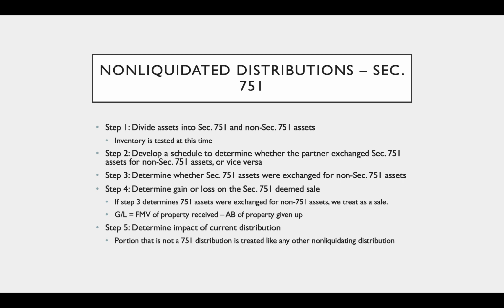Okay, so your book lists these step-by-step ways of computing Section 751, and we will go through these, and then we will go through a problem to kind of apply this. So step one is divide the assets into 751 and non-751 assets, and this is when we would test the inventory to see if it meets that 120% rule. Step two is develop a schedule to determine whether the partner exchanged Section 751 assets for non-751 assets or vice versa. Step three, determine whether Section 751 assets were exchanged for non-Section 751 assets. Step four, determine gain or loss on the deemed sale rule. And step five, determine the impact of the current distribution.